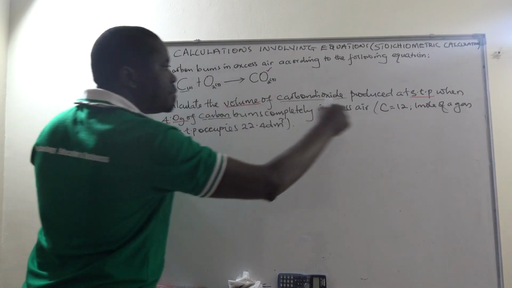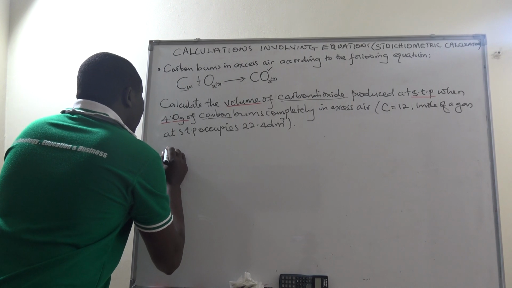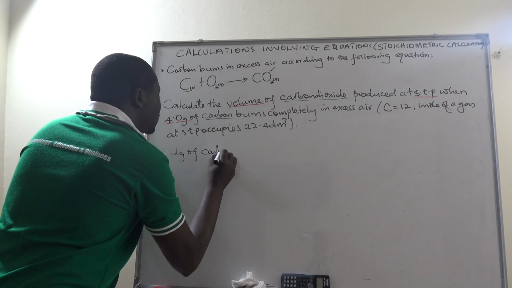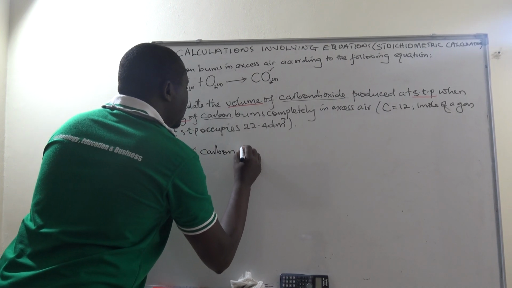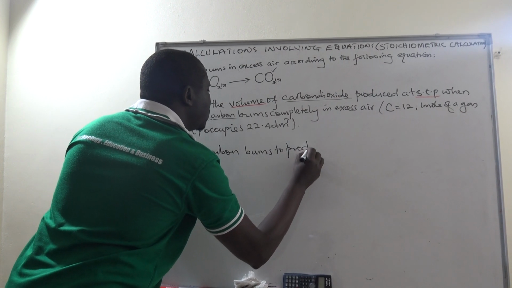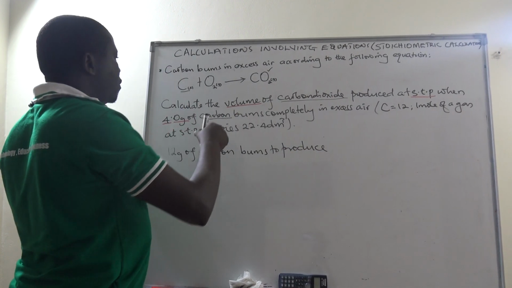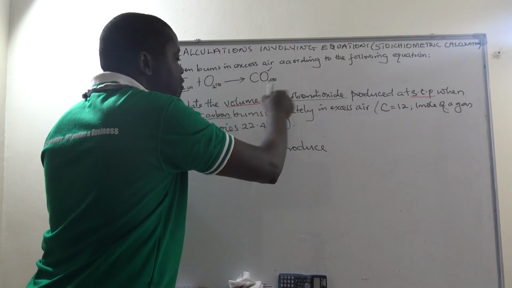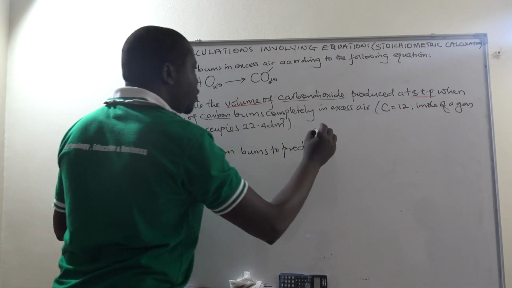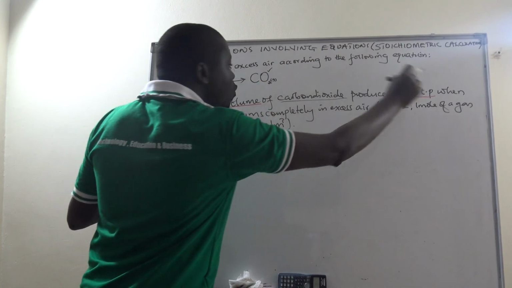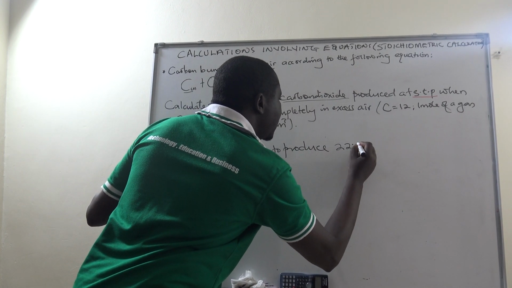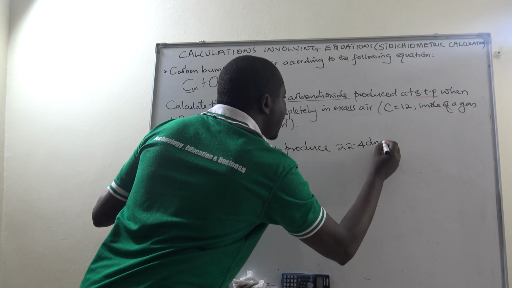So 1 mole of carbon has a mass of 12 grams, and we shall say 12 grams of carbon burns to produce carbon dioxide, whose volume we are trying to calculate, will go to our right hand side. So 12 grams of carbon burns to produce 1 mole of carbon dioxide, whose volume is 22.4 cubic decimeters.